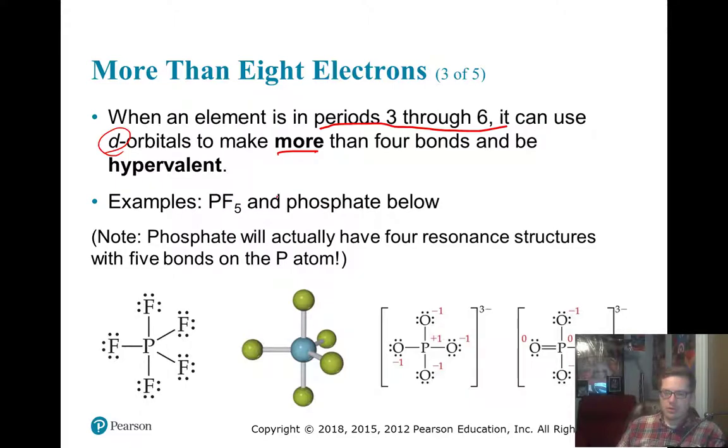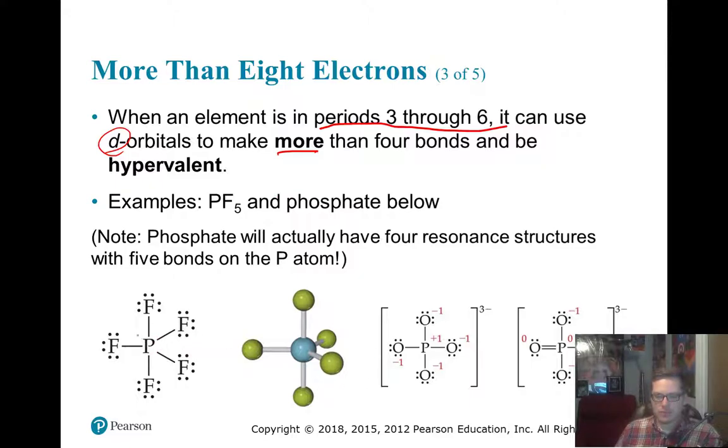Okay, those d orbitals, and we'll talk about this more when we get to the next chapter, allow your molecule to create new bonds that can bond in different ways than the standard 4 ways that you can get with s and p orbitals. All right, so here's PF5 and phosphate, 2 different examples.